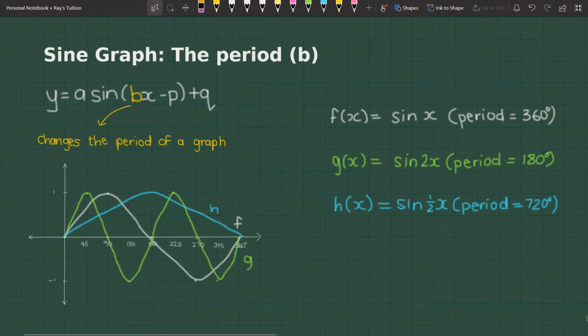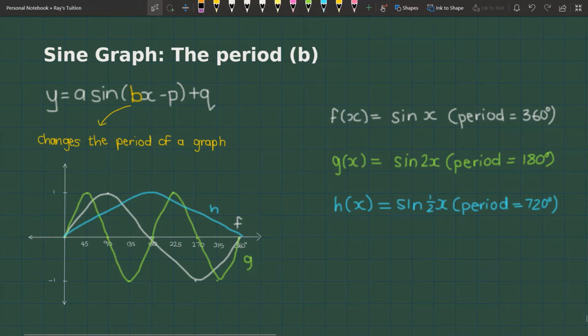Now, once again, the white graph is our standard sine graph, and that has a period of 360 degrees. The green graph is g of x is equal to sine 2x. Our b value is 2. And what you would notice is that in 360 degrees, we see two graphs. So the period of one graph will then be 180 degrees.